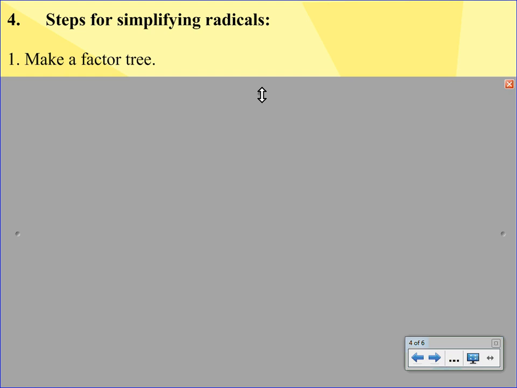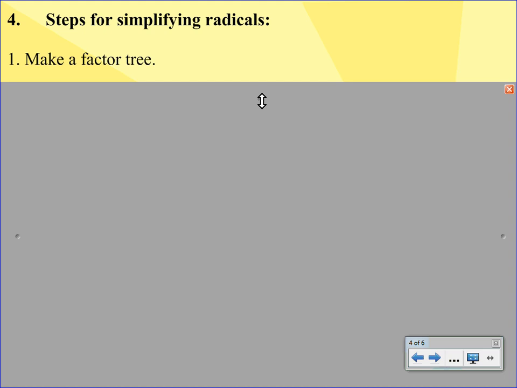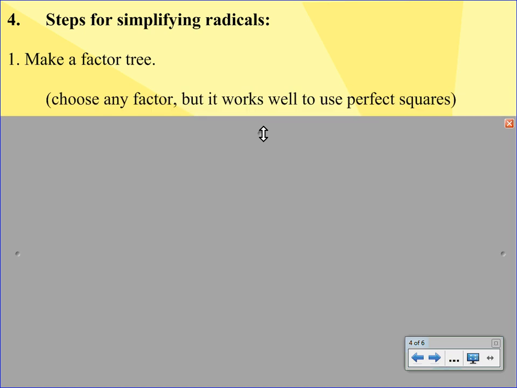Now, when you're making a factor tree, you're just looking for numbers that will multiply to the given number. You can choose any factor that you wish, but it always works well if you can use perfect squares. So if you can think back to that list that we just made.